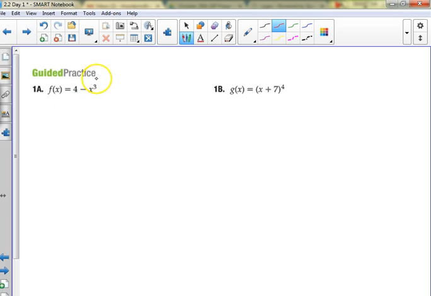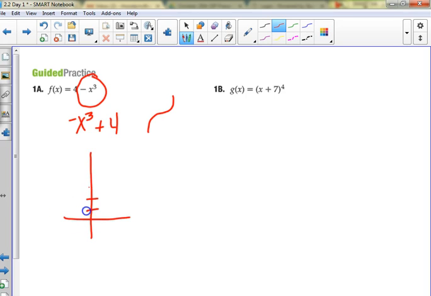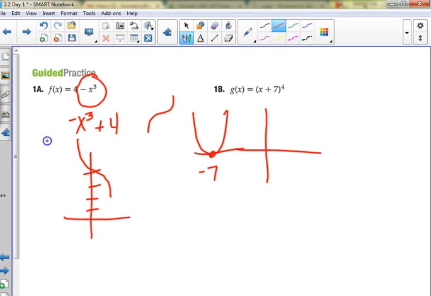So tell me right here, what shape would this be? Ooh, be careful. I'm going to rewrite it like this. So this is the cubic shape. This one's upside down and up 4, so it's doing this, okay? This one, left 7, and it would just look like this.